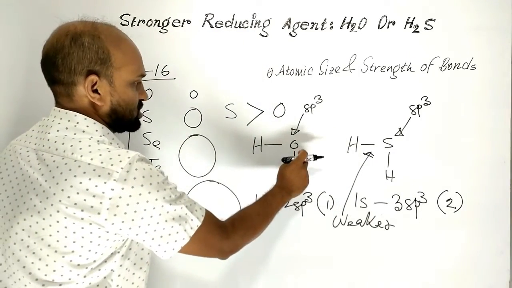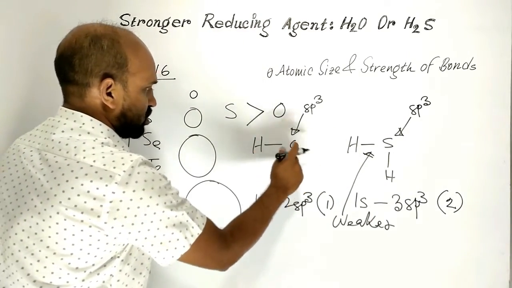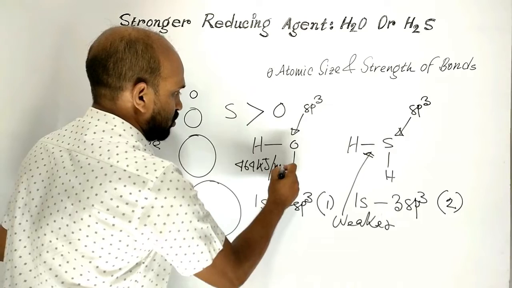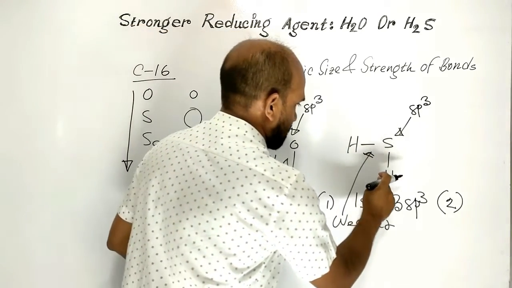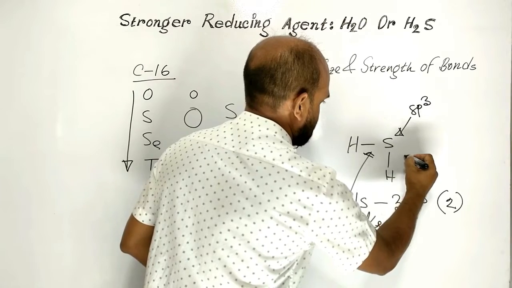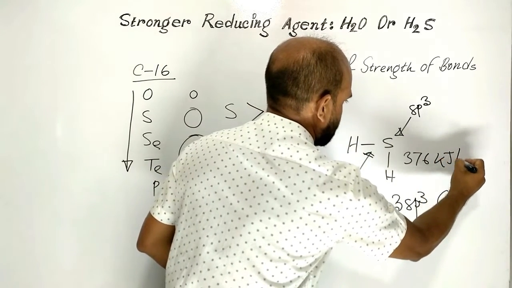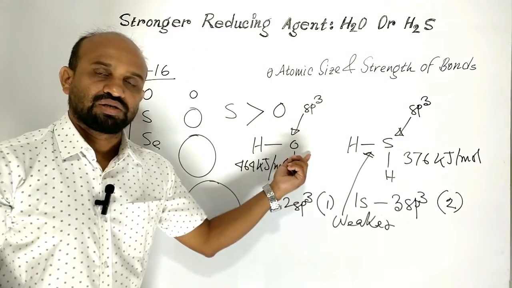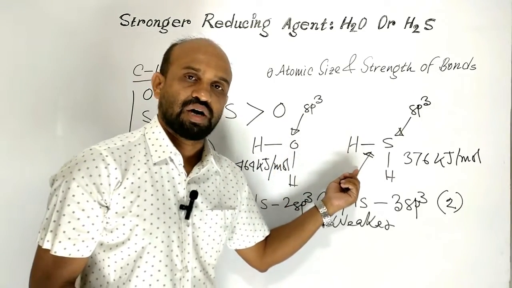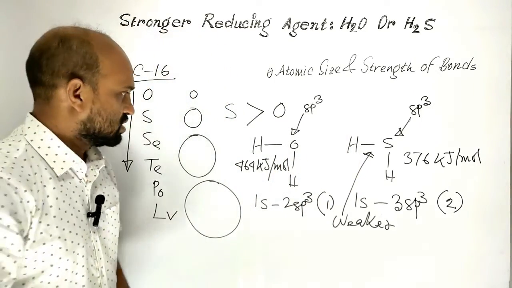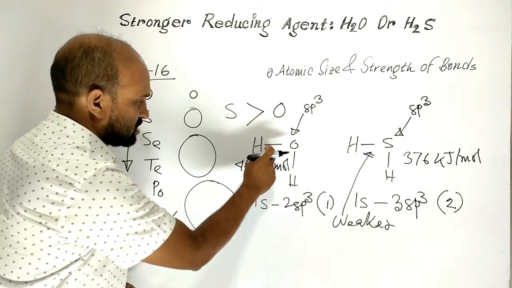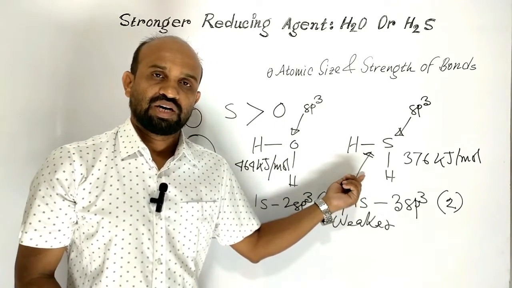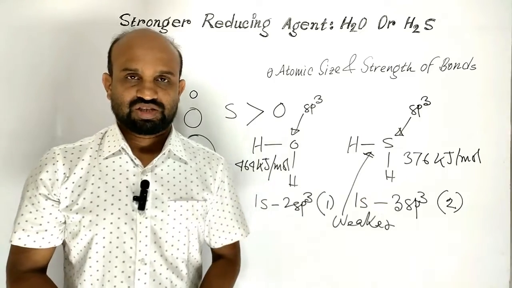than hydrogen oxygen bond. Hydrogen oxygen bond enthalpy is 464 kilojoule per mole. On the other hand, hydrogen sulfur bond enthalpy is 376 kilojoule per mole. So hydrogen oxygen bond is a stronger bond than hydrogen sulfur bond. That is, huge amount of energy is required to break this bond compared to hydrogen sulfur bond. Let's move on to the next point.